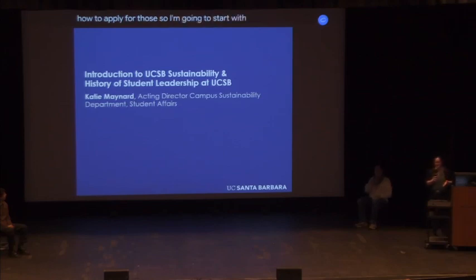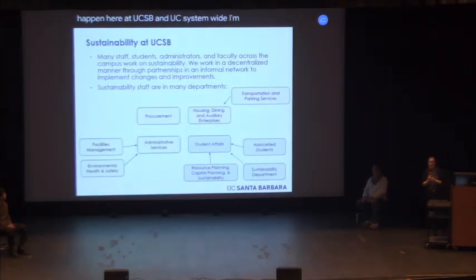I'm going to start with an introduction to campus sustainability and the history of student leadership that's made our sustainability program happen here at UCSB and UC system-wide. So sustainability at UCSB is a decentralized network. We engage many students, staff, and faculty, and community partners as well from across the campus and in our community to work on sustainability. We work in a decentralized structure through partnerships, relationships, and coalition building, to create informal networks to implement changes and improvements. This allows us to be incredibly nimble and responsive to what the community is asking us for, because we can create different types of committees, task forces, and coalitions depending on the issues that are most important to work on in any given year. As a result, our work changes a lot from one year to the next, which really makes my job a whole lot of fun.